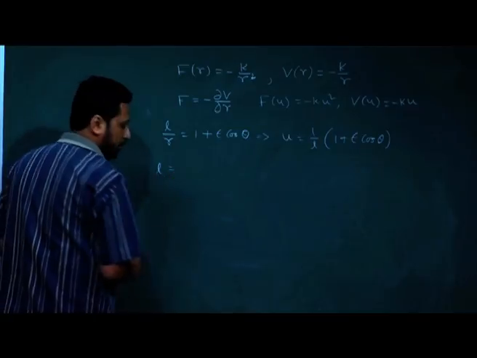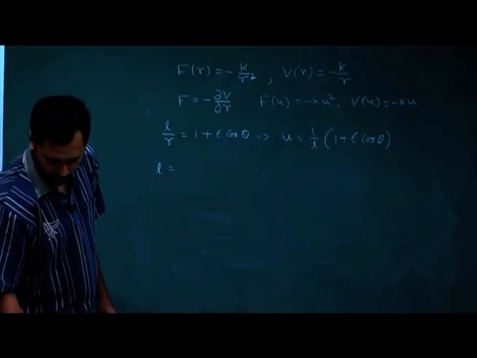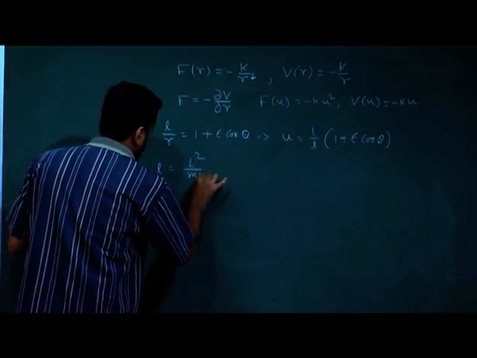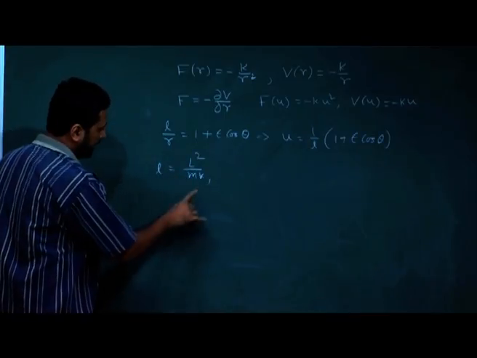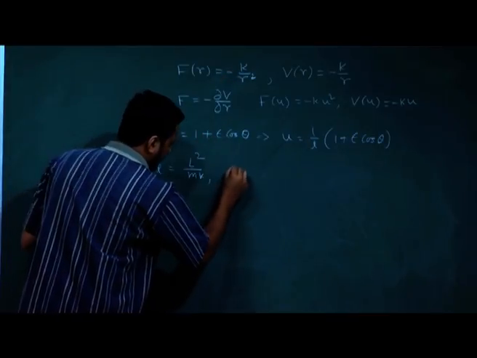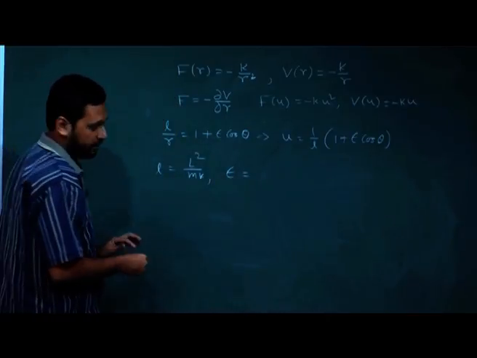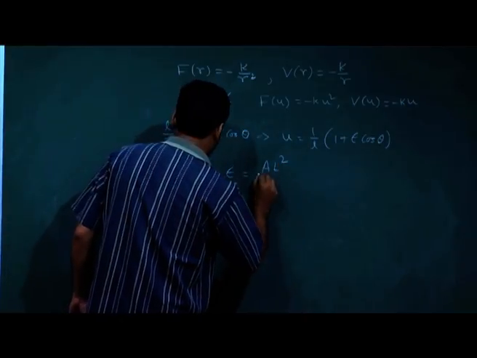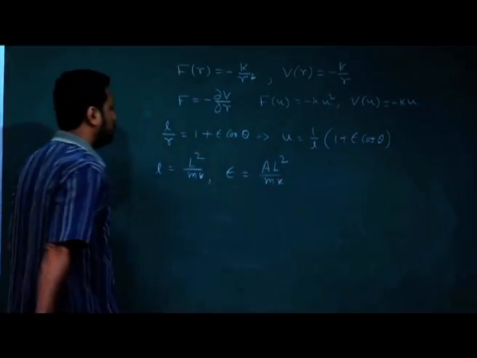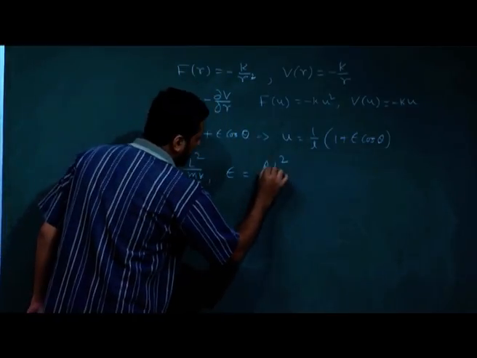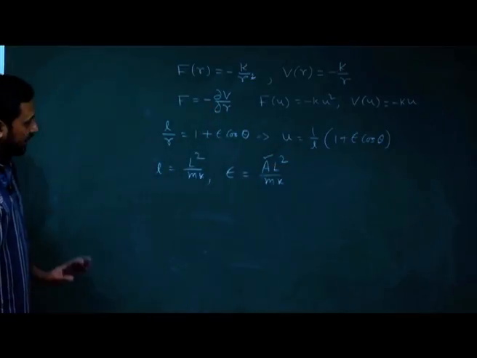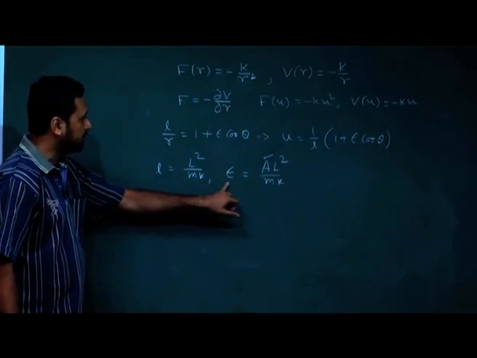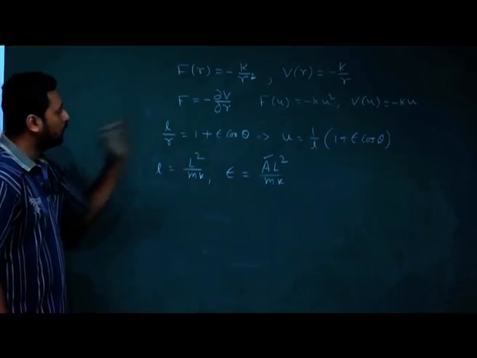Now, l is equal to what? l is equal to L square by mk, where L is the angular momentum and k is the force constant, and epsilon is equal to, so far what we have derived, A L square by mk. Now, there we have an undetermined term A. It is time that we get rid of this undetermined term and get an expression of epsilon which is in terms of the known variables.